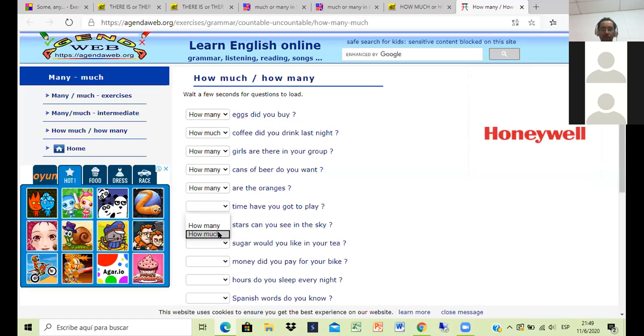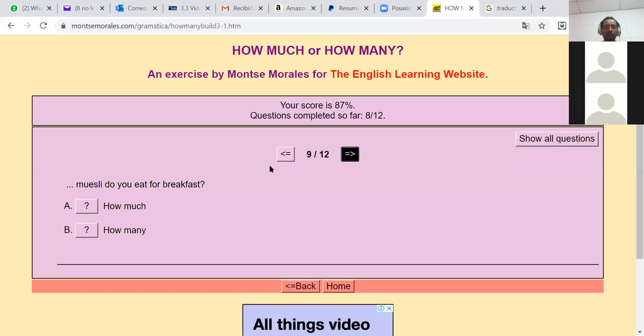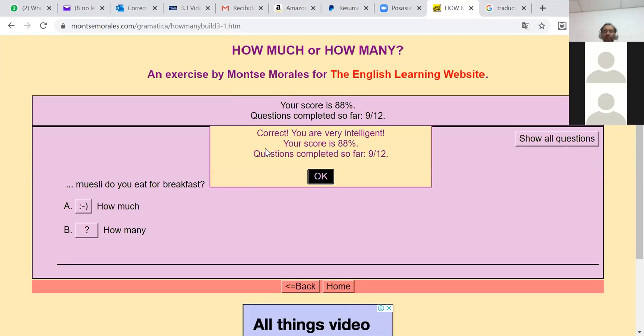Mostly, teacher. Yes, Irma. I don't know that word. Mostly. Maybe I think cornflakes. It's like cornflakes, but with almonds or raisins or apples. Okay. It's a cereal. Yeah, but the pronunciation is muesli. Yep. Okay. And in this case, how much? Because it's uncountable.